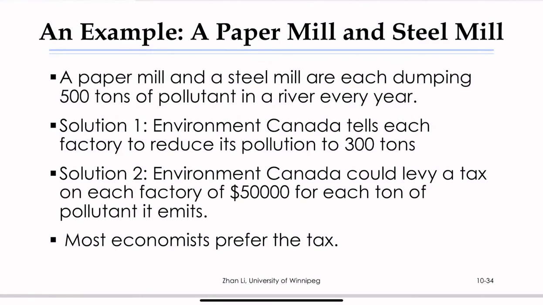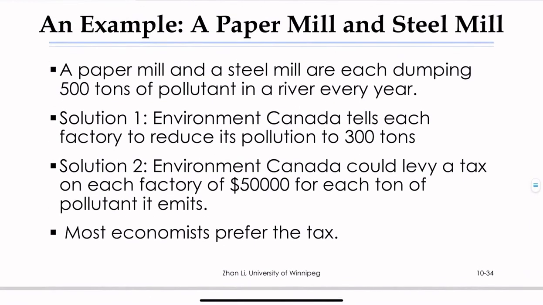And then the second solution is the market-based approach. Environment Canada can just impose a tax on each factory of $50,000 for each ton of pollutant it emits. Right? So for each ton of pollution, the factory has to pay $50,000.